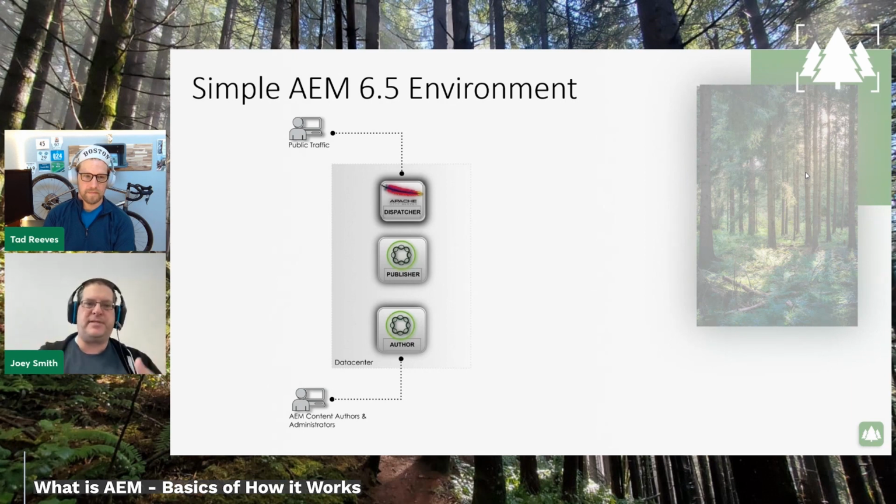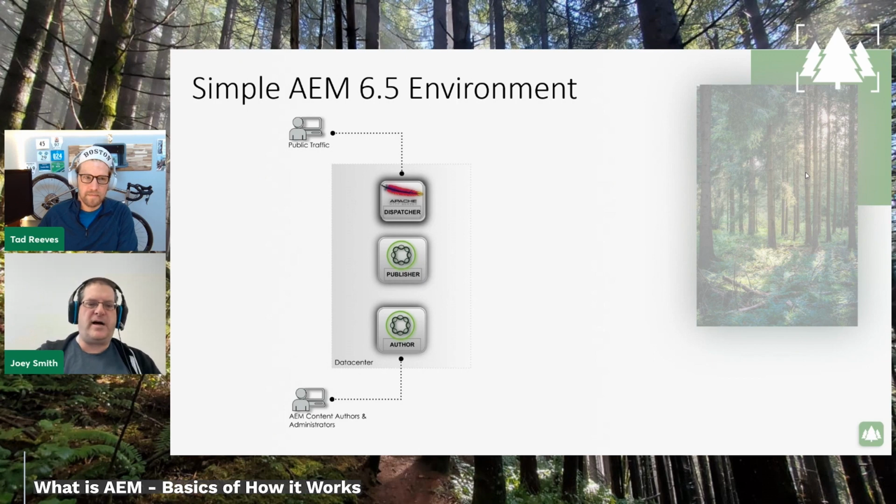And then as people browse the website, it's building up an on-disk cache. The publish instance and the author instance have the ability to go out and talk to that same dispatcher module and say, please invalidate the cache that you have on disk. I have newer content. There are also rules you can do, things like time-based and things like that.